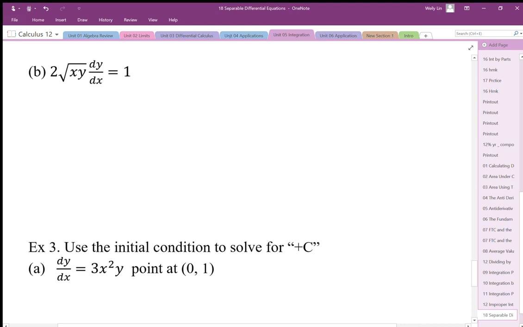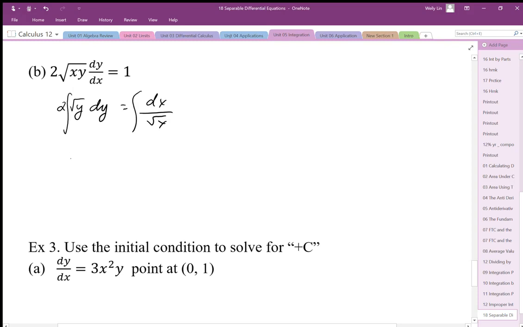But as long as we can separate the y's with the x's, so here I'm going to do 2 root y dy. Okay, I'm going to multiply the dx on that side, this side here. Now, to get rid of the root x, I'm going to divide on both sides by root x. So the root x ends up in the denominator on this side. So then integrate this.